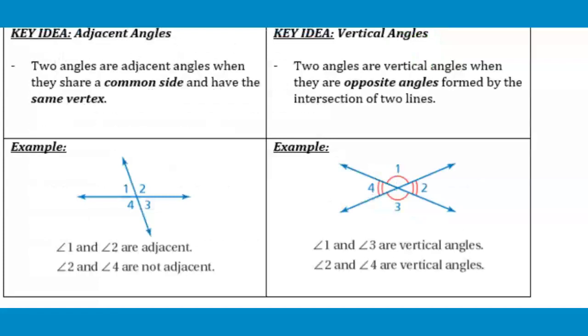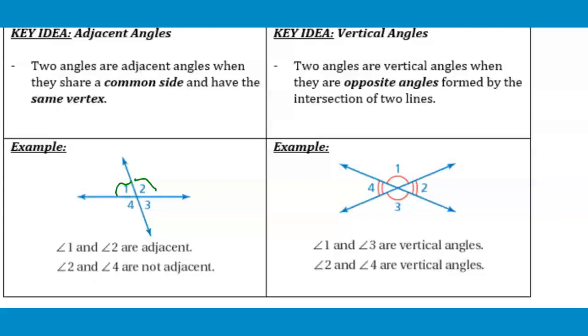So again, here it is, adjacent angles and vertical angles. Adjacent angles share a common side and have the same vertex. In the example, angle 1 and angle 2 are adjacent. They're right next to each other. 2 and 4 are not, because they do not share a common side. But there are other adjacent angles there as well.